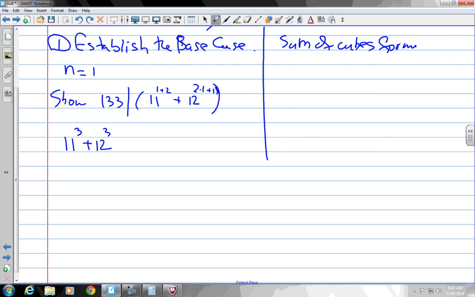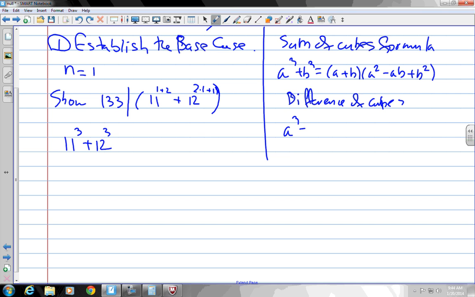I teach this formula in Math 099. So that's a cubed plus b cubed equals a plus b, and then a squared minus ab plus b squared. This formula allows you to factor the sums of cubes. You have a very similar formula for the difference of cubes, which is a cubed minus b cubed equals a minus b, and then a squared plus ab plus b squared.